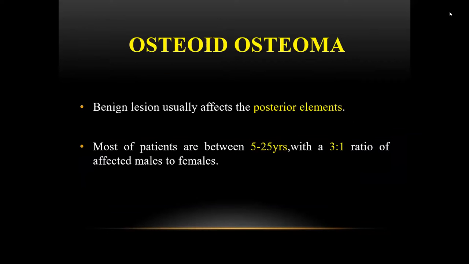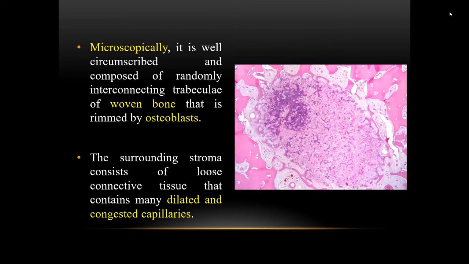Osteoid osteomas, benign lesions, affect the posterior elements mainly, and most patients are between 5 and 25 years old. Males are affected about 3 times more than females. Microscopically, it is a well circumscribed, randomly interconnected trabeculae of woven bone rimmed by osteoblasts outside, with wide-walled, dilated, congested capillaries around the lesion.